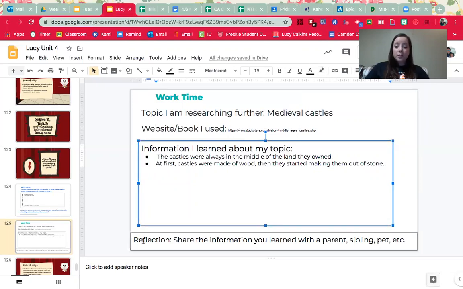Now your reflection down here says, share the information you learned with a parent, sibling, pet, etc. So I want you to find someone or something. It could be a stuffed animal. It could be your mom or your dad. It could be your grandma that you're calling on the phone to say hi to. And I want you to share with them anything new that you learned about your topic today.